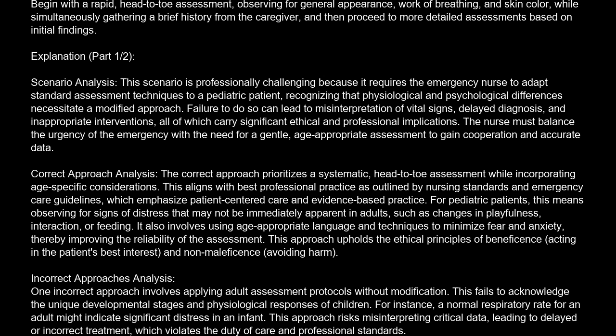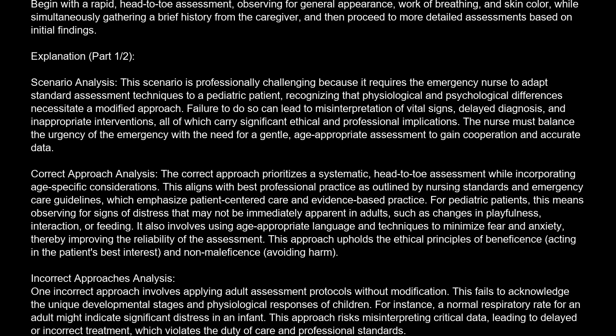It also involves using age-appropriate language and techniques to minimize fear and anxiety, thereby improving the reliability of the assessment. This approach upholds the ethical principles of beneficence, acting in the patient's best interest, and non-maleficence, avoiding harm.